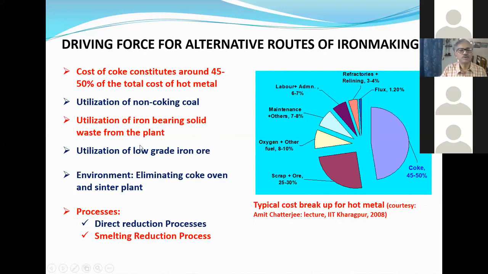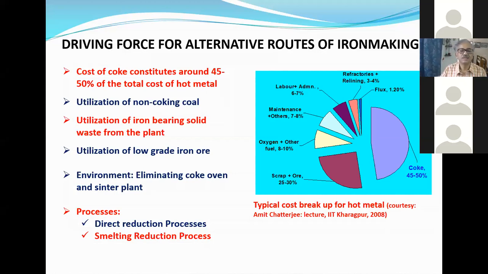Utilization of the iron-bearing solid waste from the plant. A lot of solid waste is there: tailings, sludges, blast furnace sludges, then EAF dust. We have a lot of iron-bearing solid waste in the plant that we have to utilize. Utilization of the lean grade of iron ore, that people were talking about in the morning session, how we have to use it, and finally the environment.